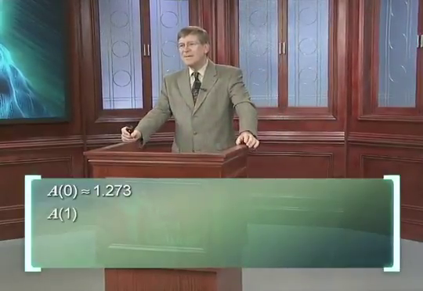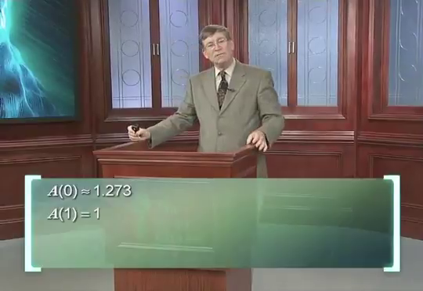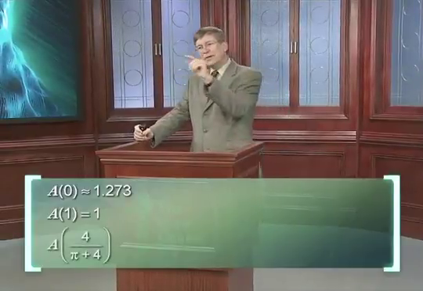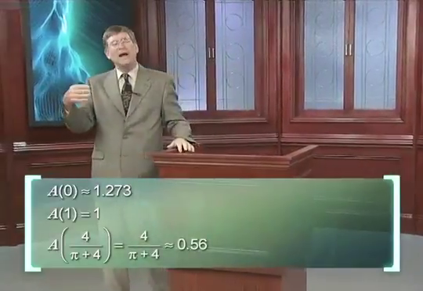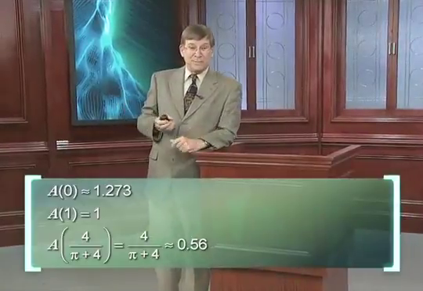So if you take the area when x is 0, you get a number about 1.273. In other words, plug x equals 0 into the area equation. And if you plug the other endpoint, x equals 1, you get an area of 1. And if you plug in this critical number, the one in the middle, 0.56, into the area equation, you get approximately 0.56. Trust me on that calculation. It's kind of a coincidence. You get the same answer back.